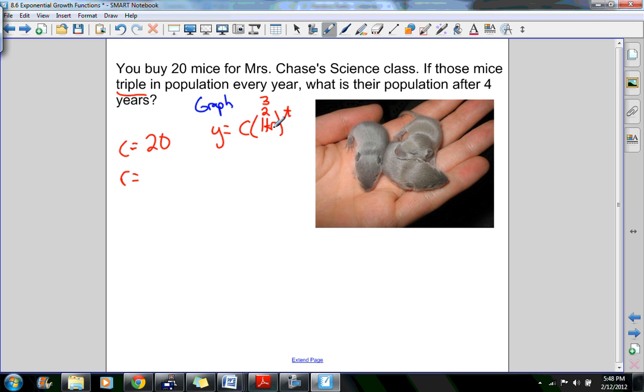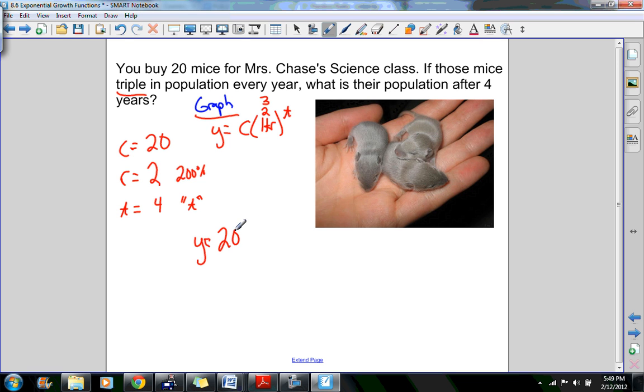Therefore, the R here, if it's tripling, has to be a value of 2, or what we call 200%. So if something has an increase of 200%, that means it triples. An increase of 100% means it doubles. Okay? And the T is going to be 4, but in parentheses it'll stay as a T because it says the word graph right there. So there are 2 equations we're working with.